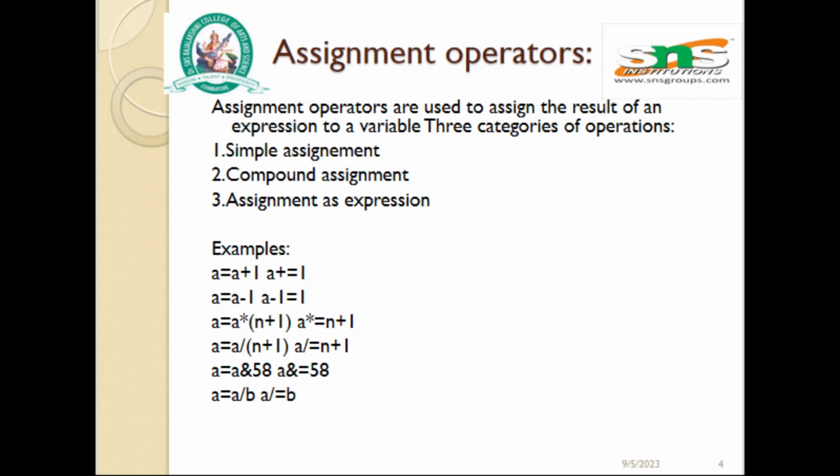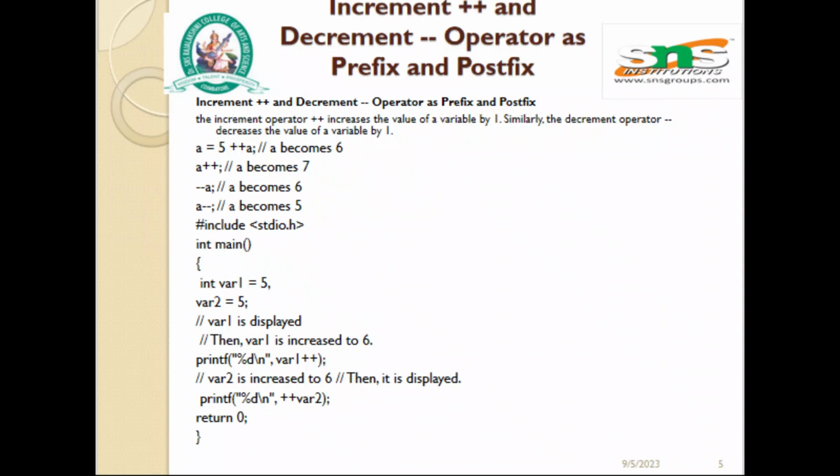Here the assignment operators mainly focus on the combination of two operators or functions, and they give a result. For example, a equal to a plus 1, and the plus equal to operator will be represented. So a equal to a into n plus 1, and a into equal to n plus 1. The first form is explained as the format, and the next represents the compound operation. So two operations are represented in these assignment operators.